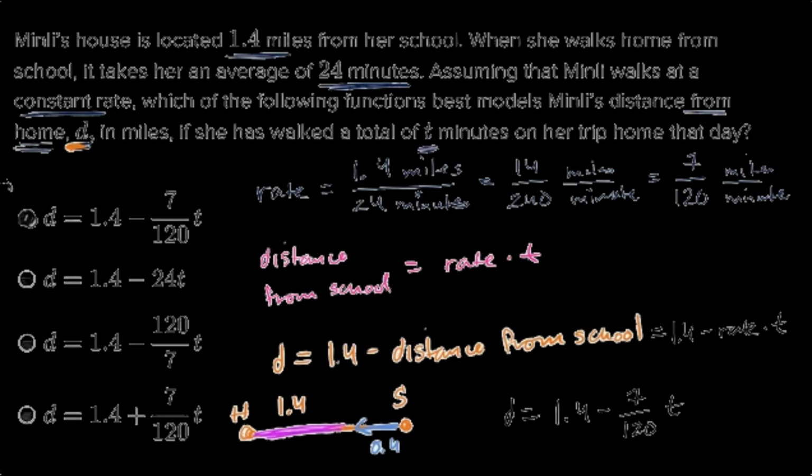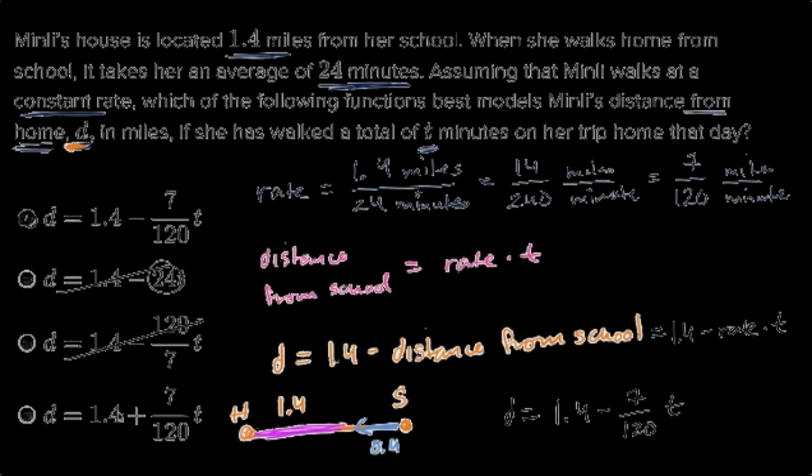And it's fun to look at the other choices and to think about how we could have ruled them out fairly quickly. Well, this one has 1.4, the distance between the two places, minus 24t. Well, this isn't the rate right over here. That's how long it takes her to walk. It's not the rate. So you could rule that one out. This one is 1.4 minus the reciprocal of the rate. So that's a strange answer.